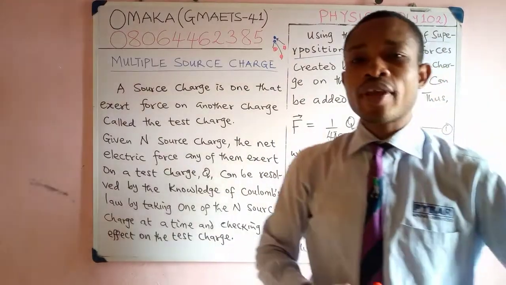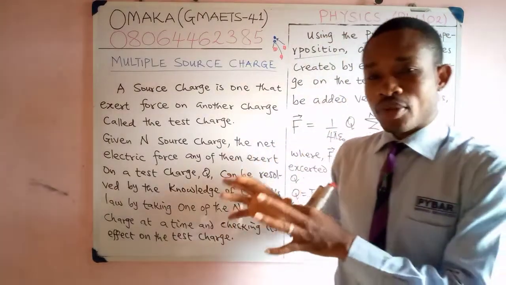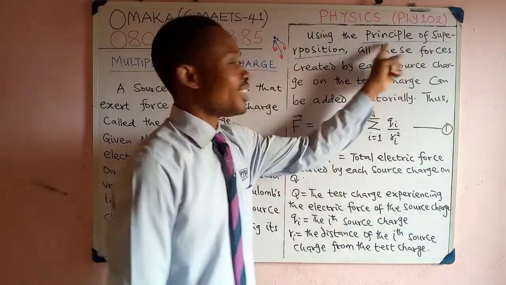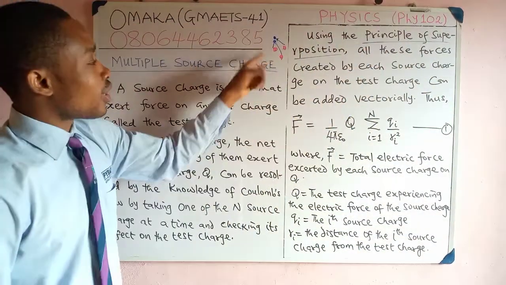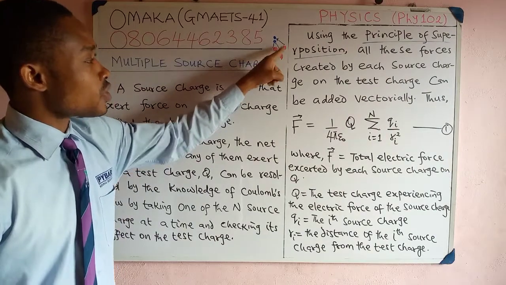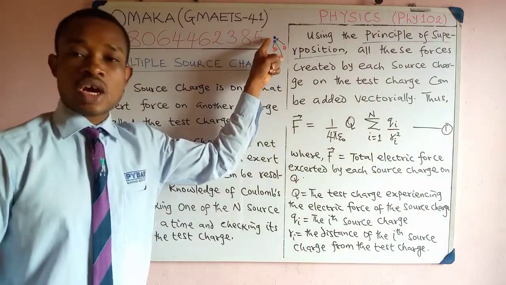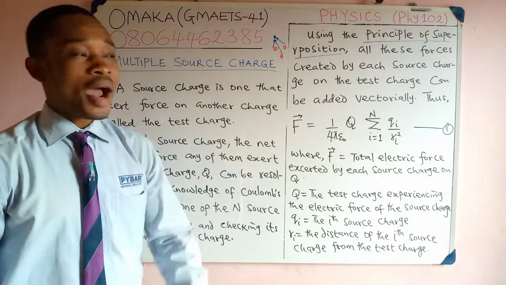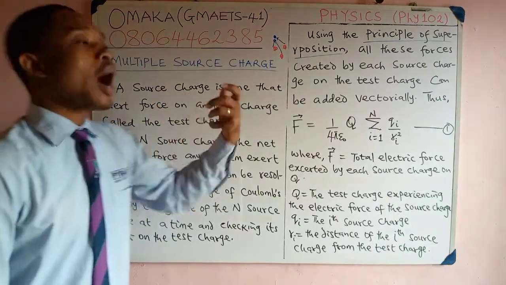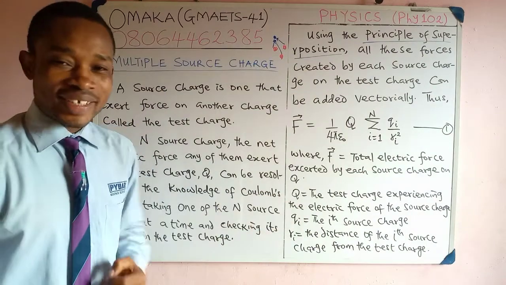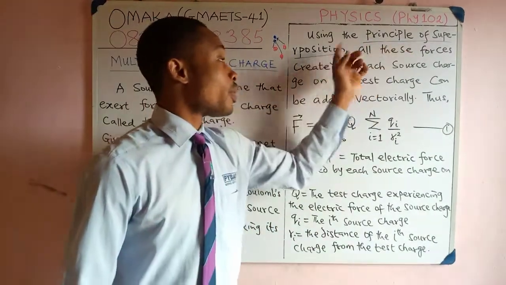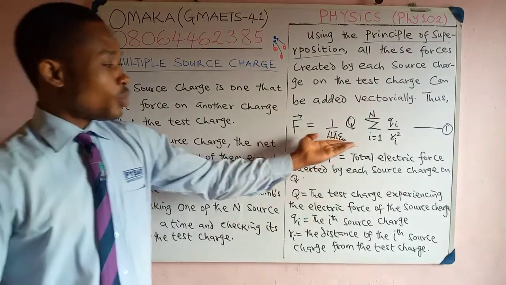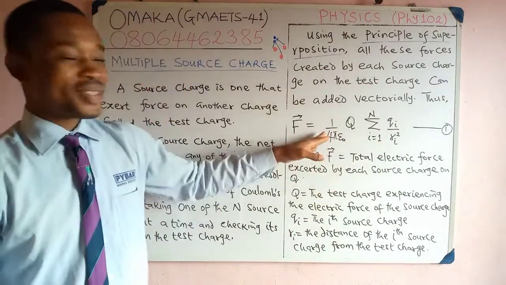How many forces? 3. So what we're trying to do here, according to the principle of superposition, look at it. If you are able to calculate the force of each of these source charges on this test charge, then all you need to do is add them up. That process of adding them up vectorially is what we refer to as the principle of what? Superposition.